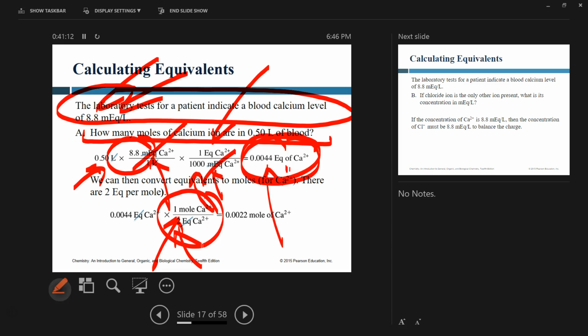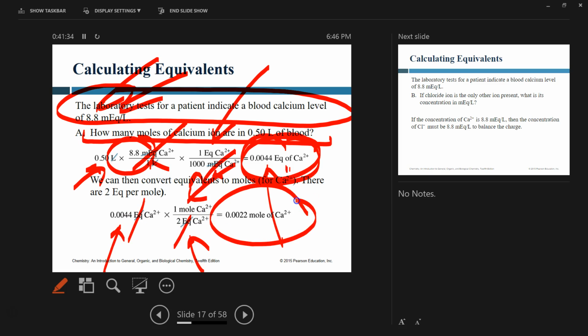The conversion factor here will be 1 mole of calcium per 2 equivalents, multiplied by 0.0044 equivalents of calcium in half a liter. Equivalents cancel out. The final answer is 0.0022.